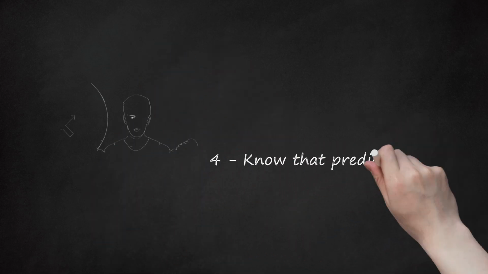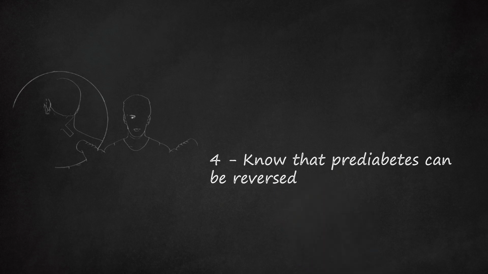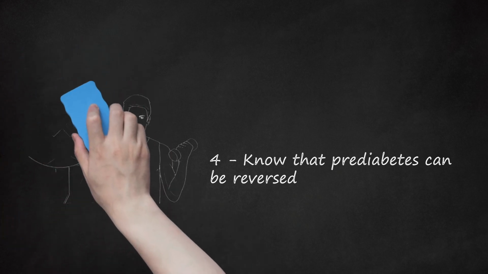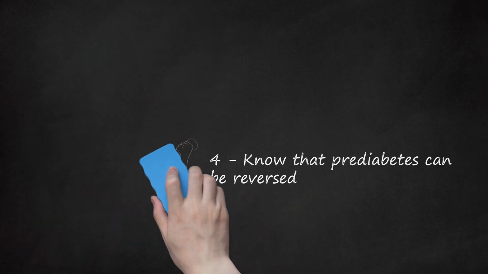4. Know that prediabetes can be reversed. Just because you have prediabetes does not mean you will have type 2 diabetes. Prediabetes can be reversed by losing weight. You can also reverse the effect by changing the way you eat and exercise. It is believed that almost all type 2 diabetes could be prevented with diet and nutrition.